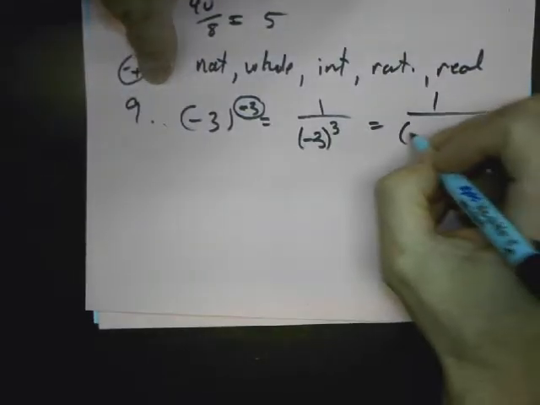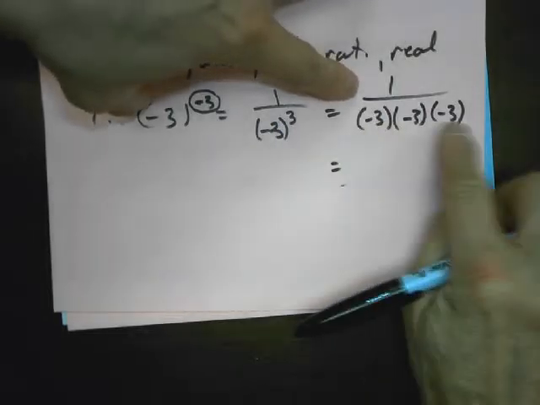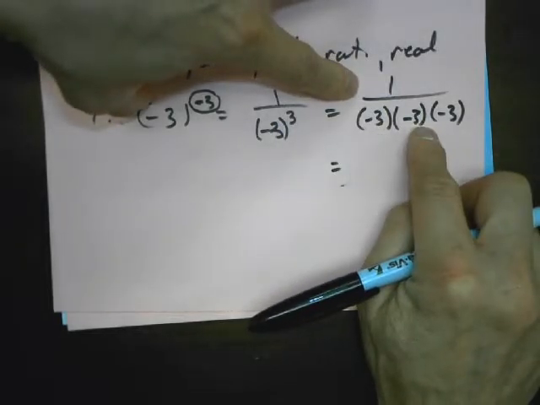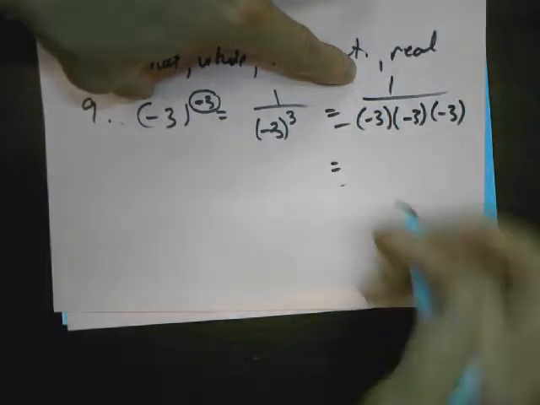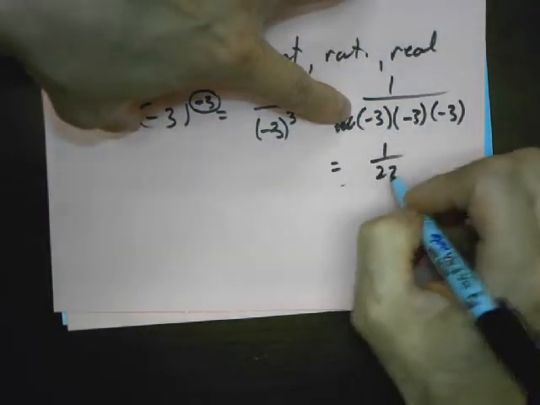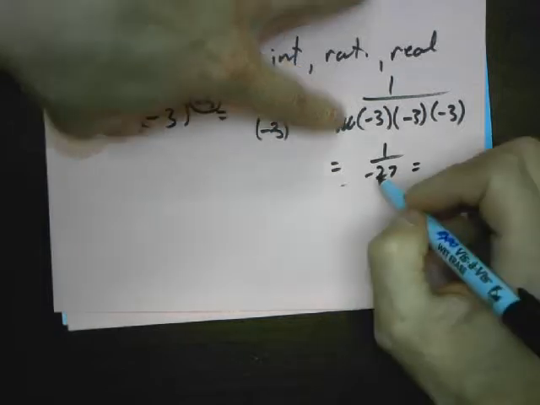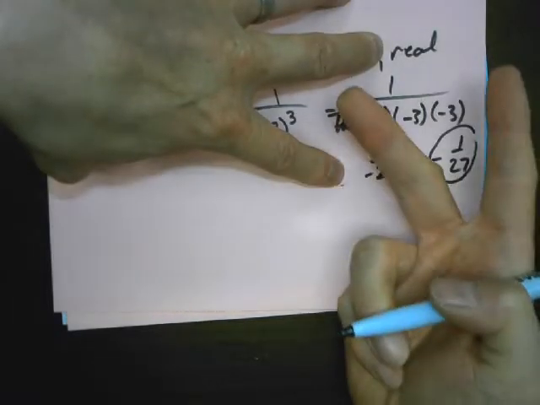So now I have to simplify this. -3 times -3 times -3 is negative times negative is negative. There's an odd number of negatives, which is a negative answer. If there's an even number of negatives, it'd be positive, right? So I have 1 over 9 times 3 is 27, but it's negative. And when you have a negative on top and bottom, you can just put it out to the side. If you had 2 negatives, it'd be a positive answer.